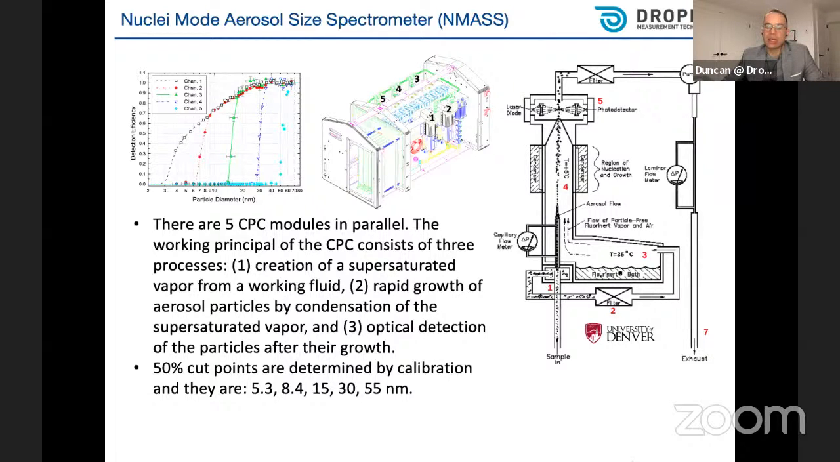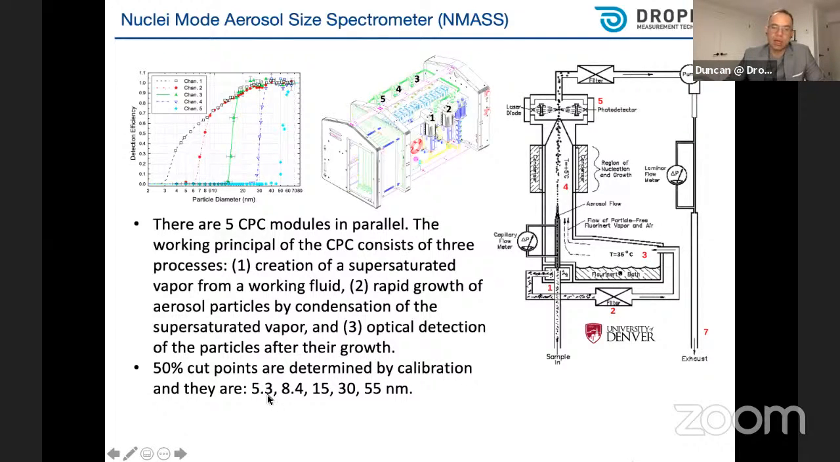So the size cut here is very critical, and that's done by controlling the temperature at which this condensation process occurs, and depending on the temperature, how accurately you maintain that temperature inside the instrument, it determines the cut point. So we talked about channel 1 and channel 2.